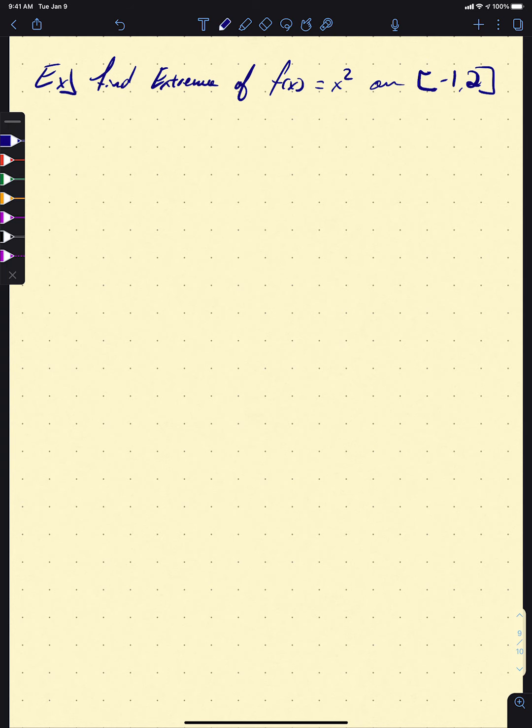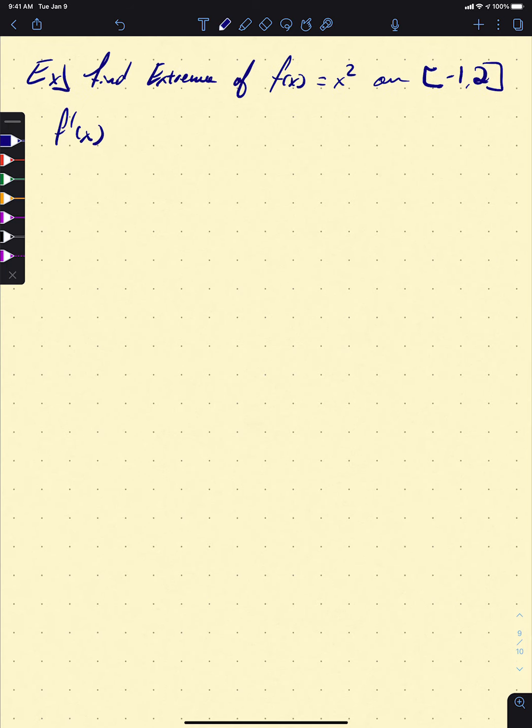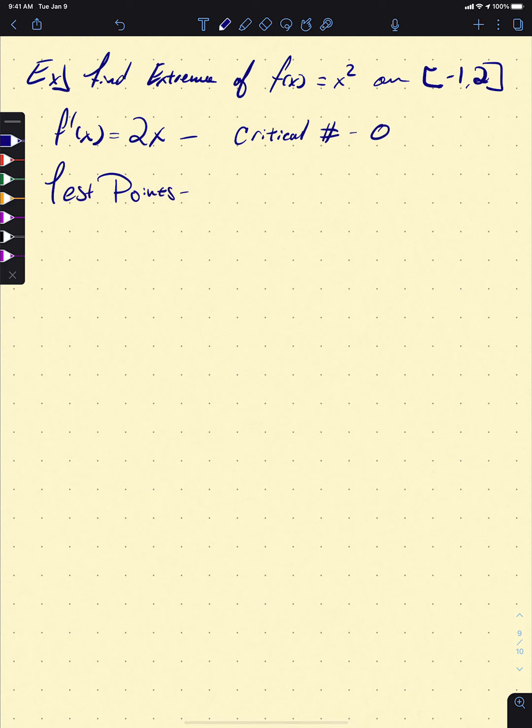And so we can take a derivative. f prime of x is 2x. And so then we only have one critical number. We need to write down our critical number. Well, it's just x equals 0. So that means we have the following test points. We need to check the boundaries, x equals -1. We need to test the critical point in the middle, and we need to test the other boundary point. Okay?